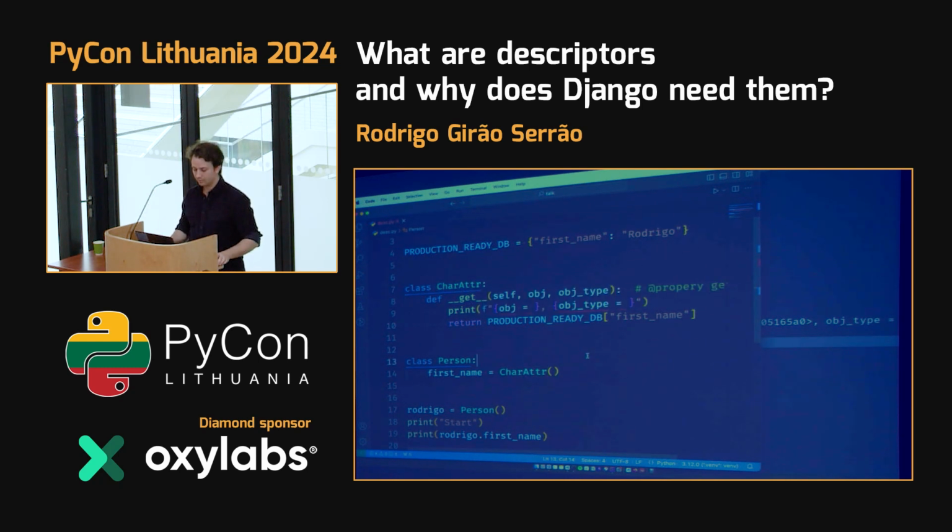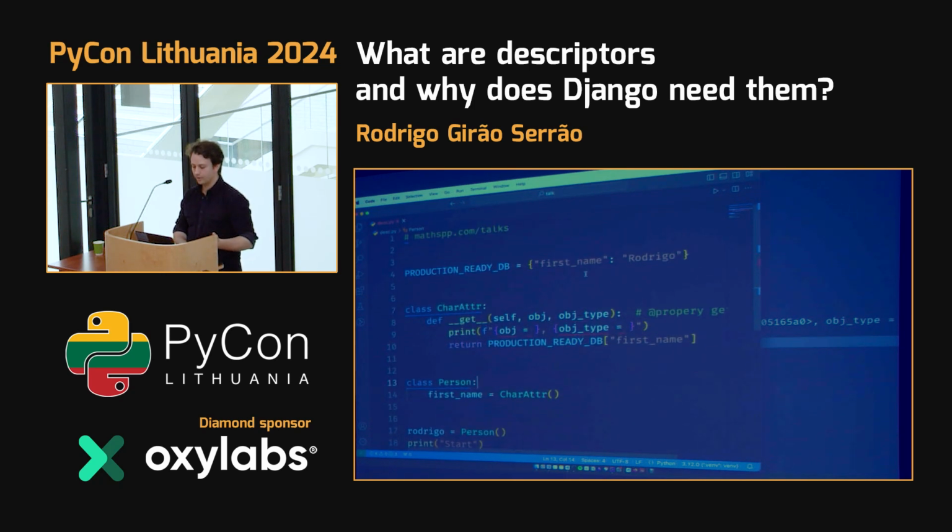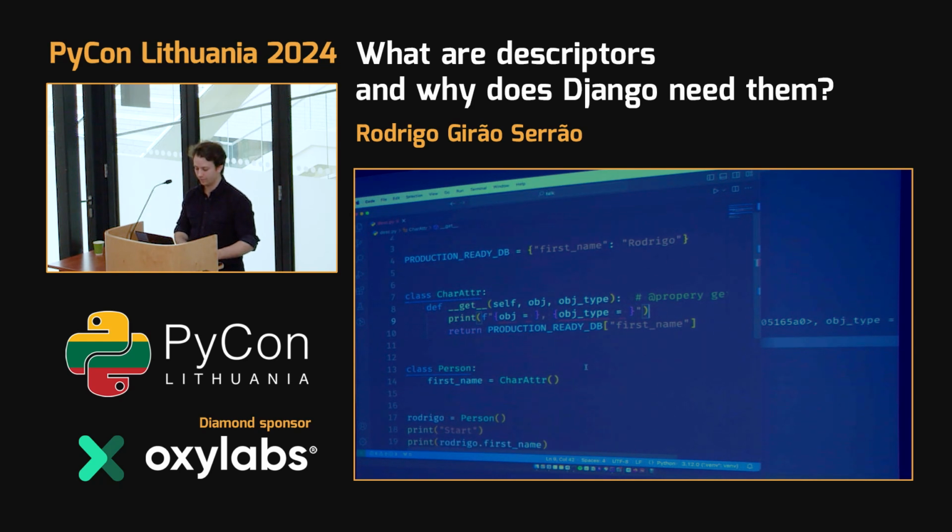Now, things can get very interesting really fast, because right now my production ready database assumes that for some reason I only have one person, right? So I might want to disambiguate between different persons, or I might have also a last name that's a Char attribute. I might have another one, so if these are exactly the same, how can I tell them apart from within get?